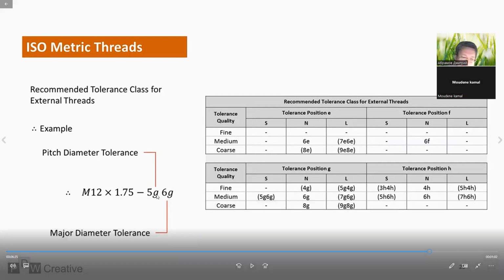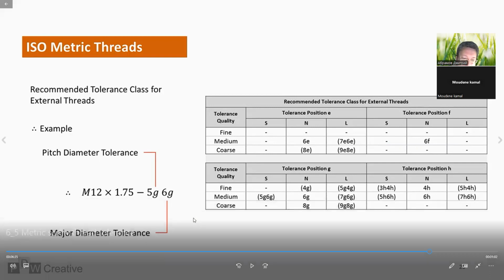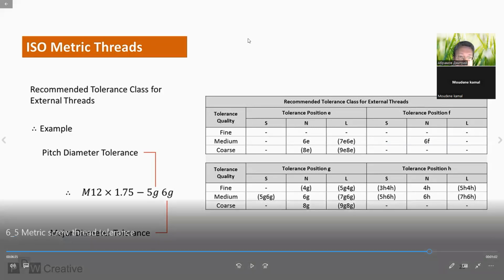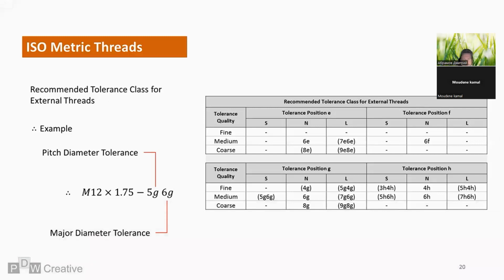For the internal thread of the nut, use big letters. For the external thread of the bolt, use small letters. Write down, please, these two tables and this metric thread of the bolt. This is an example of a metric thread.